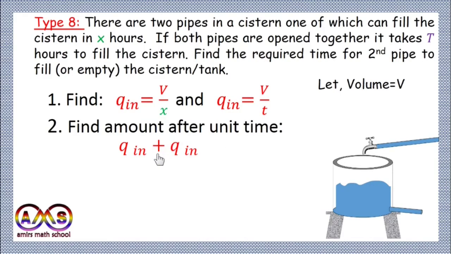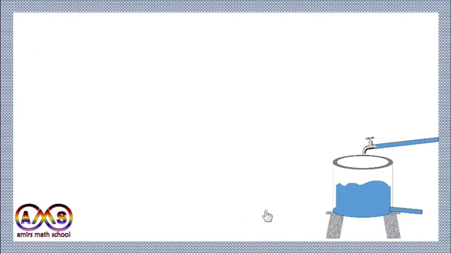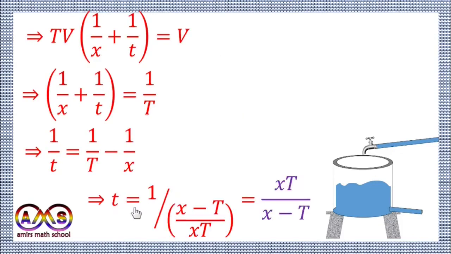The amount after unit time is Q in plus Q in, since both pipes are filling the tank. So the equation is t into (Q in plus Q in) equal to V. Substitute the value of Q in here, V by x, and Q in for the second pipe, V by T. Simplify the equation to get the value of this T, which is xt divided by x minus t. This is our required result.